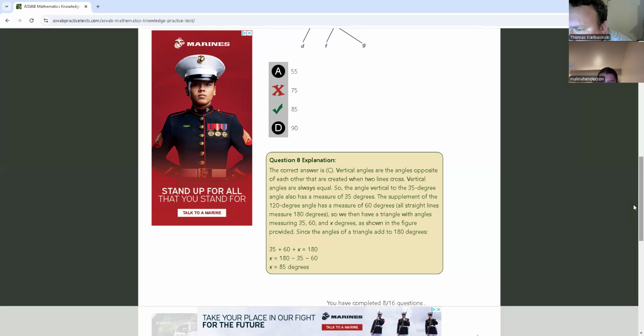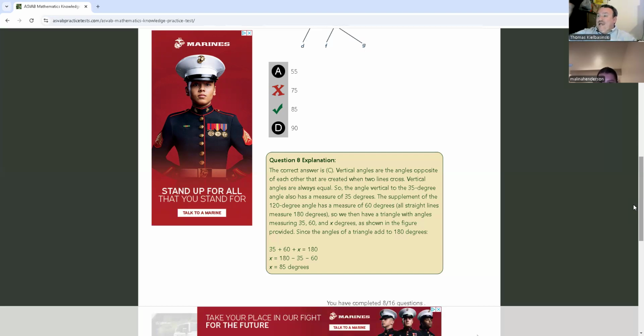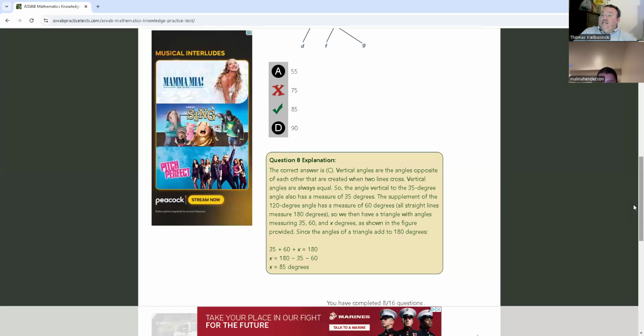The supplement of the 120-degree angle has a measurement of 60 degrees. All straight lines measure 180 degrees. So there's one line that goes up and down, north and south, and one that goes west and east. That's what I was saying about a globe being 360, and there are four 90-degree angles. And that 180 is two 90-degree angles, but it's said differently in this passage.